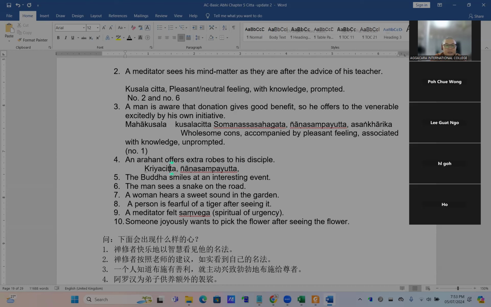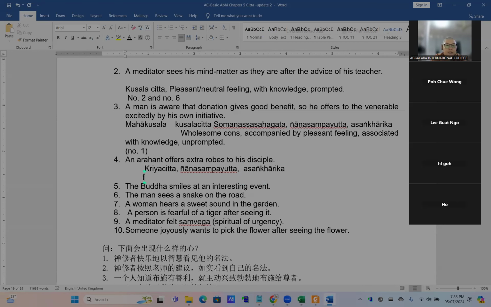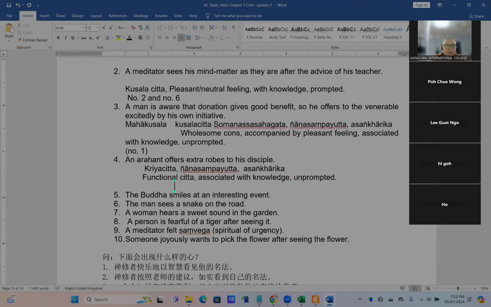Kriya Citta, yes. Okay. Here it actually didn't mention, so we can take it as unprompted. Here Kriya means functional Citta. So associated with knowledge, and unprompted. We didn't know the feeling here, so the feeling can be somanasa or upeka, either one of them.